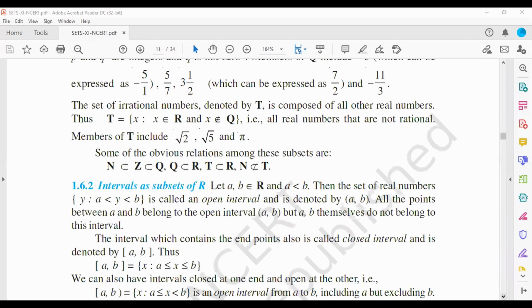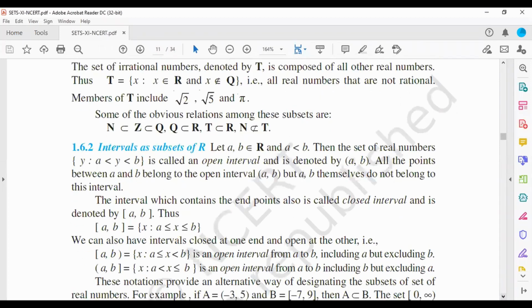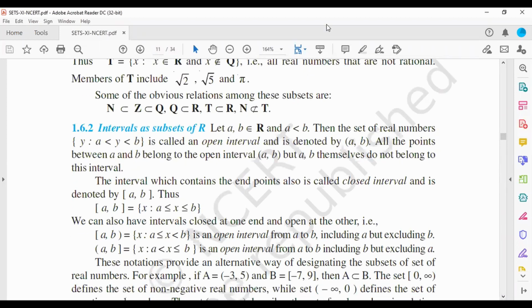Coming quickly down, you know already last week we were doing this as an introduction before we came to the proper lesson. Intervals represent subsets of R. What do you mean by R? Real numbers. Even yesterday there was one doubt: sir, what is an interval? An interval is always used when there are real numbers in discussion.